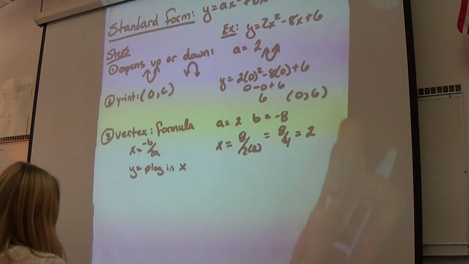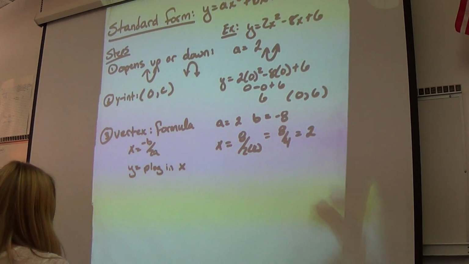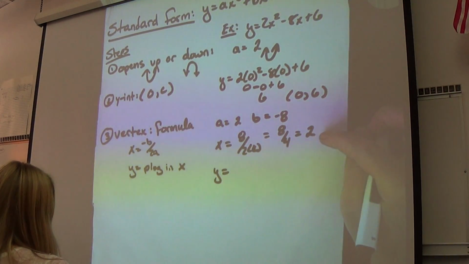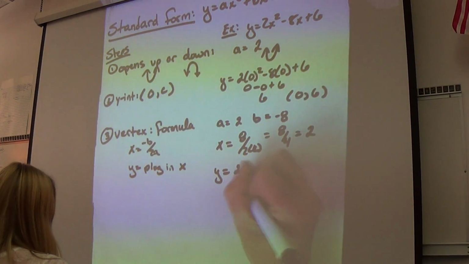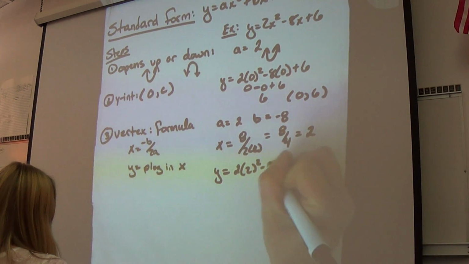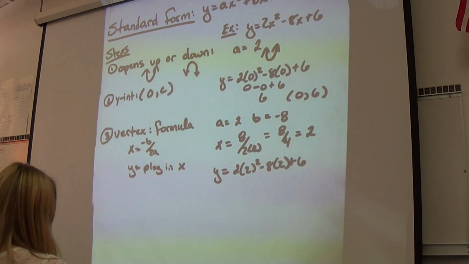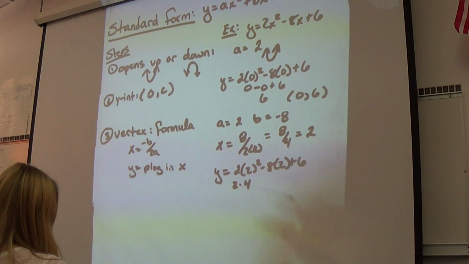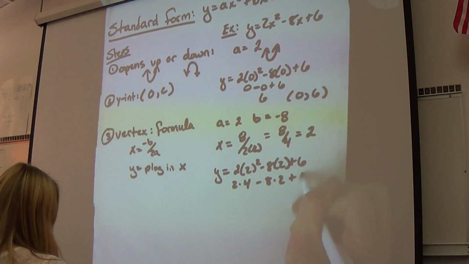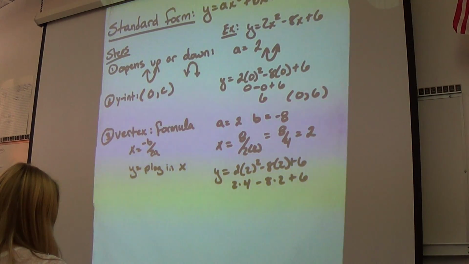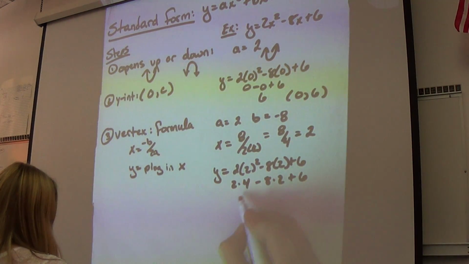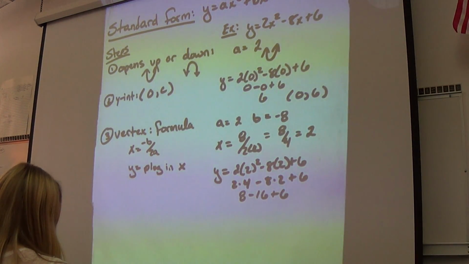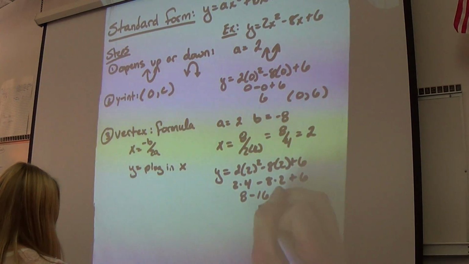Again, that's only half of your vertex. In order to find the other half, you'd have to go all the way back up to the original problem, and we're going to replace the x's with a 2. So I get 2 times 2 squared minus 8 times 2 plus 6. 2 squared gives me 4. Remembering order of operations, the exponent comes first. Then I multiply. So that gives me 8 minus 16 plus 6. Add everything together, and you should get a negative 2.